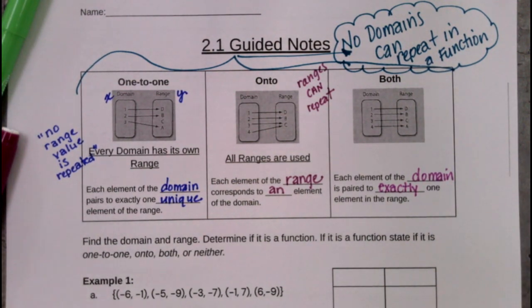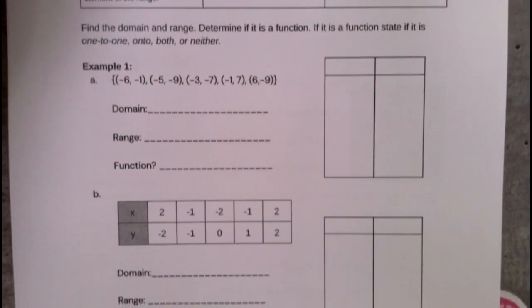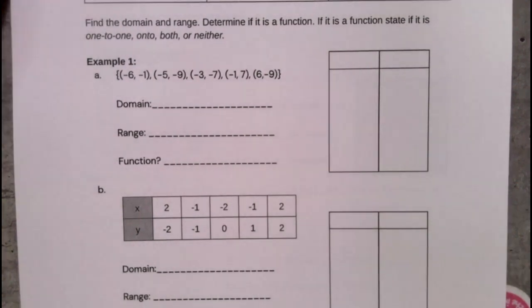All right, so if we look at the examples down here, functions can be given in different formats. The ones we looked up at the top are called mappings. This is called a mapping because we're mapping the domains with the ranges, okay?